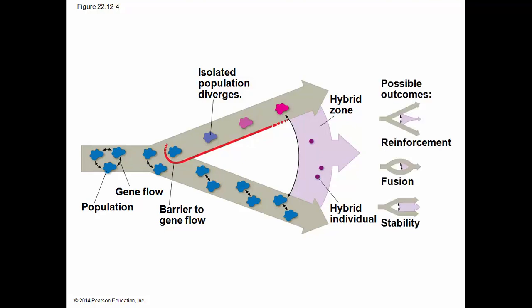Okay, there are the possible outcomes: either reinforcement, in which the two populations continue to join together and they produce a third hybrid population; fusion, in which those populations eventually join back together on the other end of that allopatric event; or stability, in which case that hybrid zone just continues on throughout time. It seems that the hybrid zone for the fire-bellied toad is a pretty stable hybrid zone.